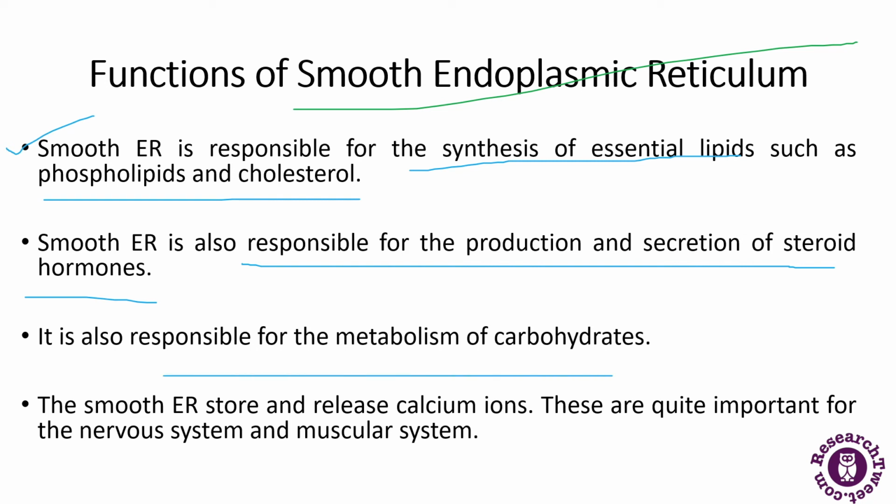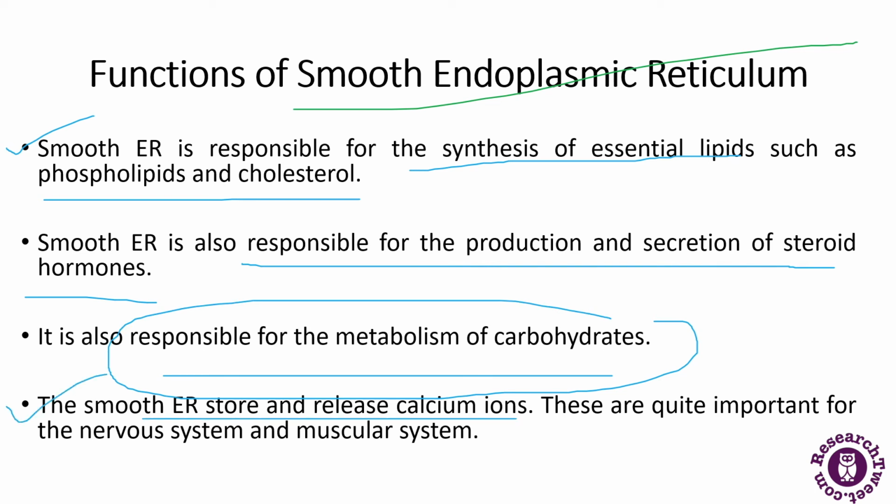Then there is metabolism, as was discussed in the previous slide: the smooth endoplasmic reticulum is essential in the process of metabolism. Here it is essential for the metabolism of carbohydrates. Now, the smooth endoplasmic reticulum stores and releases calcium ions, and these are quite important for the nervous system and the muscular system.